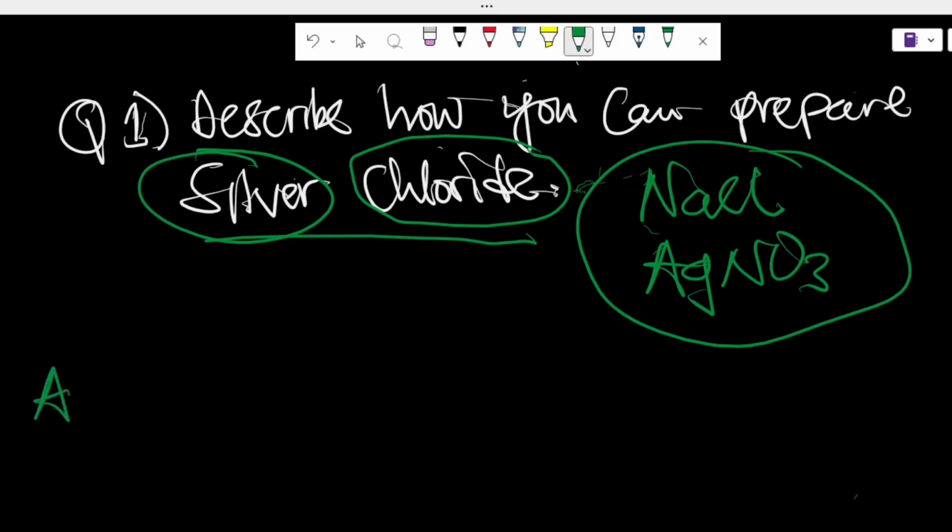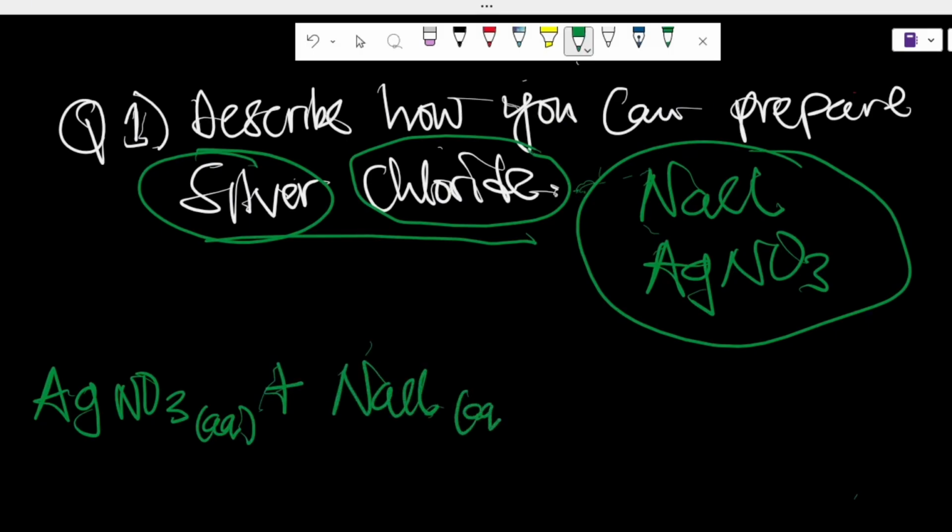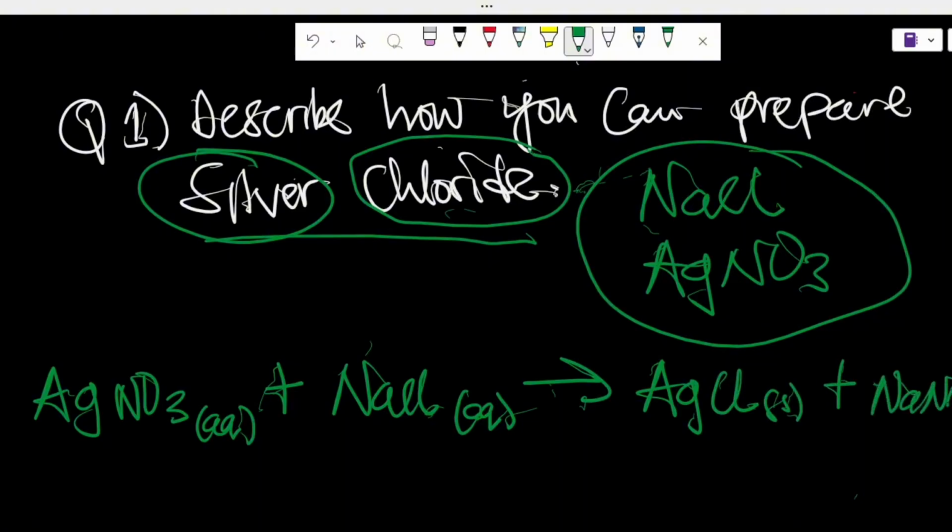So we are going to have silver nitrate, which is in aqueous solution, plus sodium chloride, which is also in aqueous solution, and this is going to give us silver chloride. So silver chloride will be like this, and this is in solid state, plus sodium nitrate. So this is going to be in aqueous solution. So basically, this is how you get silver chloride.